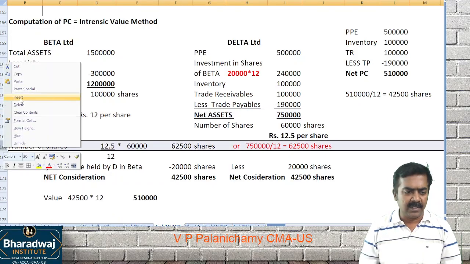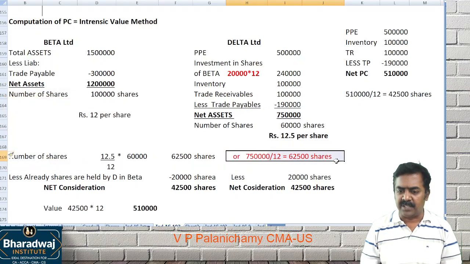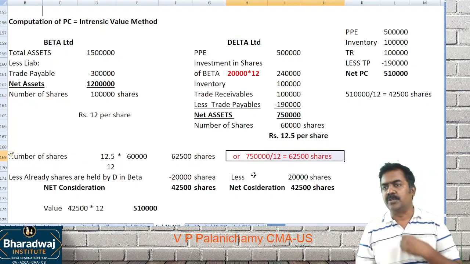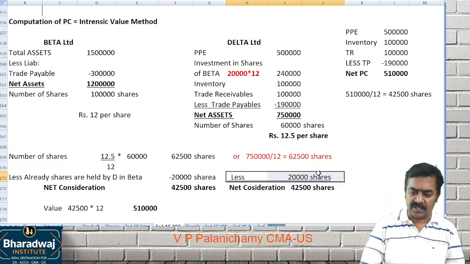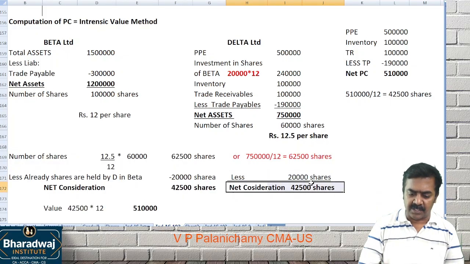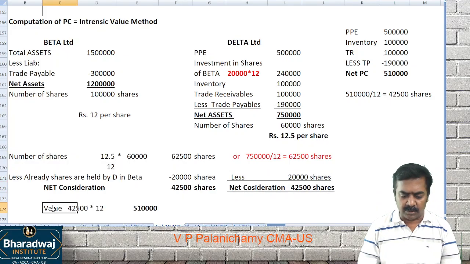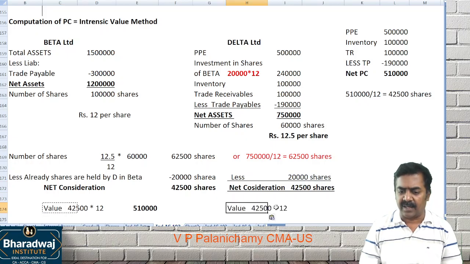Otherwise, 7,50,000 I should pay you. How much should I pay you? 7,50,000 divided by my shares, which are 12 rupees now. I should give you 62,500 shares. You are already holding how many shares? 20,000 shares. So I should pay you 42,500 shares. Value will be 42,500 into 12. How much will it be? 5,10,000.